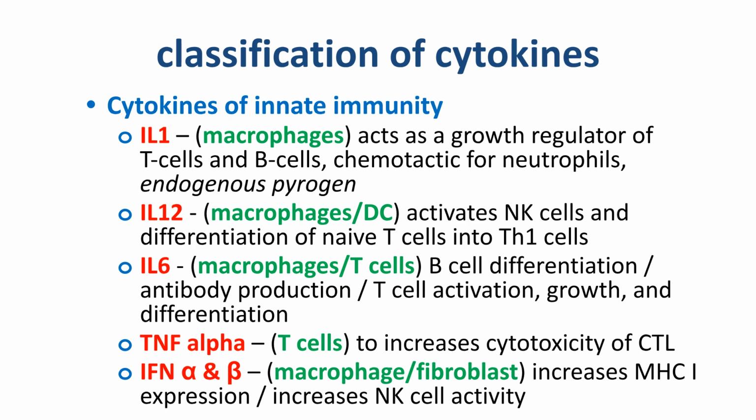IL-12 is produced by macrophages and dendritic cells, playing a critical bridge role between innate and adaptive immunity. It activates NK cells, enhancing their cytotoxicity. Crucially, IL-12 drives differentiation of naive T cells into Th1 cells, promoting cell-mediated immunity. IL-6 is produced by macrophages and T cells with multiple targets. It promotes B-cell differentiation and antibody production. It also enhances T-cell activation, growth, and differentiation. IL-6 is another acute phase reactant inducer.